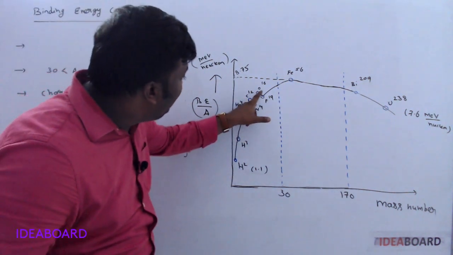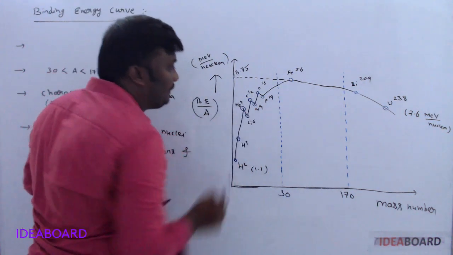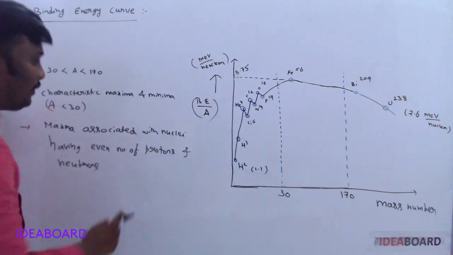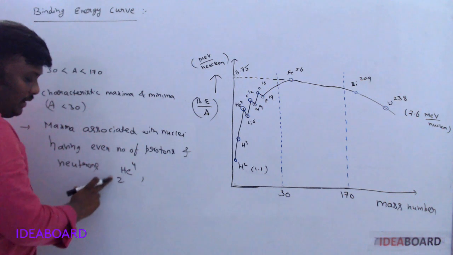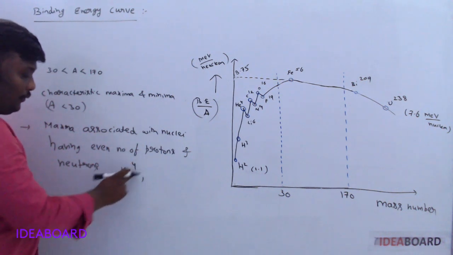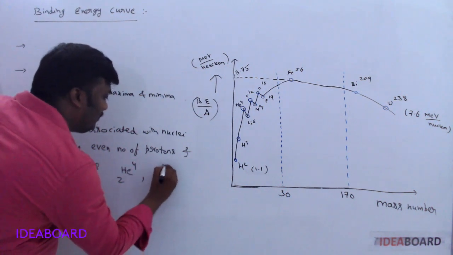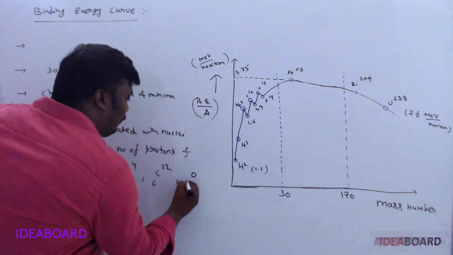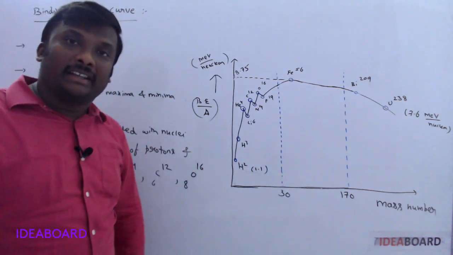Where do we get the maxima? Particularly in the diagram, this is the peak, this is the peak, this is the peak. Those peaks have an even number of protons and neutrons. Let us see. Helium 2 4: number of protons is 2, number of neutrons is 4 minus 2, which is 2. Even number. Next, C 6 12: 12 minus 6 is 6. Next, oxygen O 8 16: 16 minus 8 is 8.